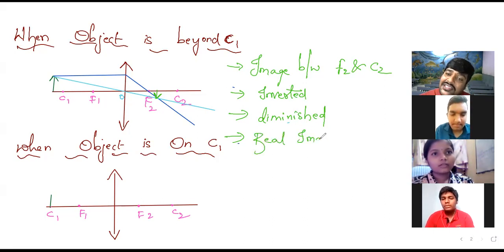So I already said that the properties of convex lens and concave mirror are the same. Now let us see here.